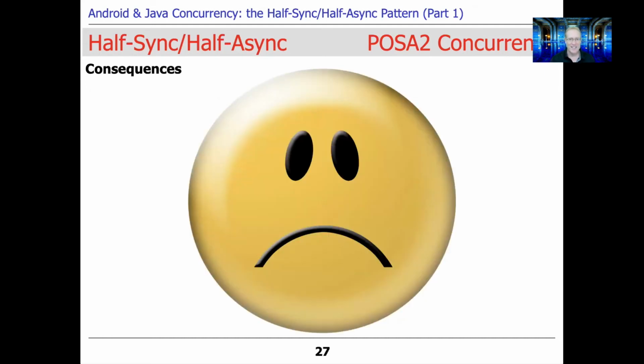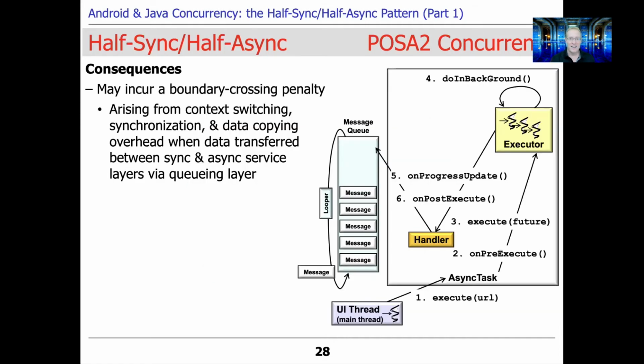As always, not everything is unicorns and rainbows, so there are some downsides. When you move events or messages from one layer to the other through the queuing layer, from say the async layer to the sync layer, that can incur what's called a boundary crossing penalty because you're going from one thread in one context, say the user interface thread in the user interface context, to some background thread in that background thread's context. And that involves context switching. There's some synchronization overhead involved to protect the data structures that are used for the queues. There's data copying overhead at the cache level. There's the fact you have to allocate memory dynamically to pass them between the layers. So there is some overhead.